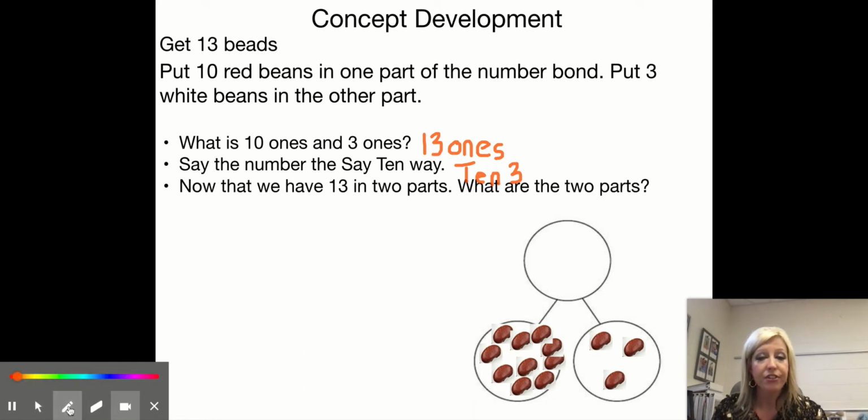Now that we have our 13 in 2 parts, what are the 2 parts? Very good. The parts are 10 and 3, which give us a total of 13.